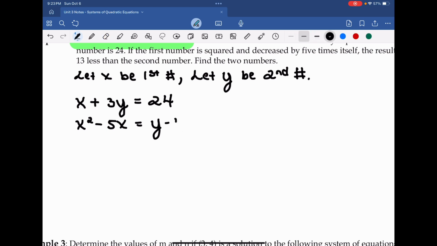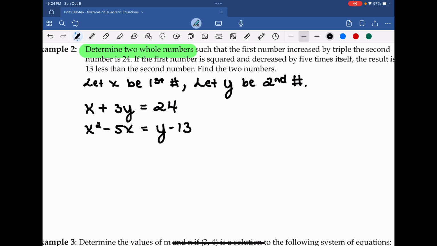Again, with that sentence, just to make sure it's clear, it said if we take the square of the first number minus 5 times the number itself equals the second number, which is y, minus 13. Find the two numbers. Okay, now again, with this one, when we have a system, typically you would see a bracket out here indicating that these two are being compared to one another or that they're being collectively looked at together.